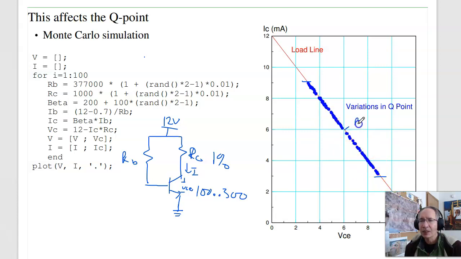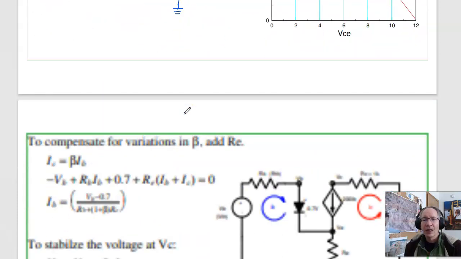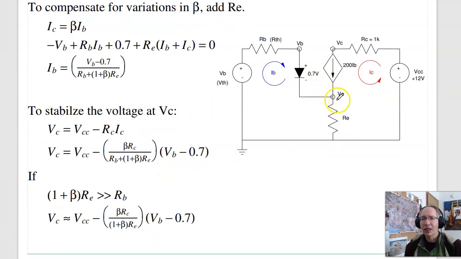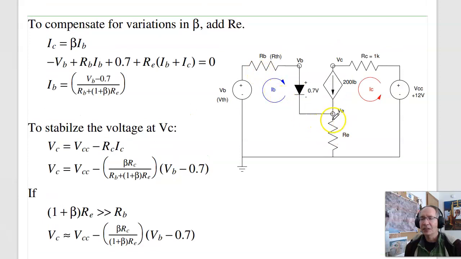And right here, this is beta is 200. CircuitLab used 154, so it gave me a different point. And it's going to vary all over here. That's the problem with the previous design. To reduce the effect of beta on the Q point, I add the emitter resistor. And this kind of adds feedback. If beta is larger, I get more current, which increases the voltage VE, which reduces the current at the base, which reduces IC, kind of a negative feedback. This helps stabilize the Q point.